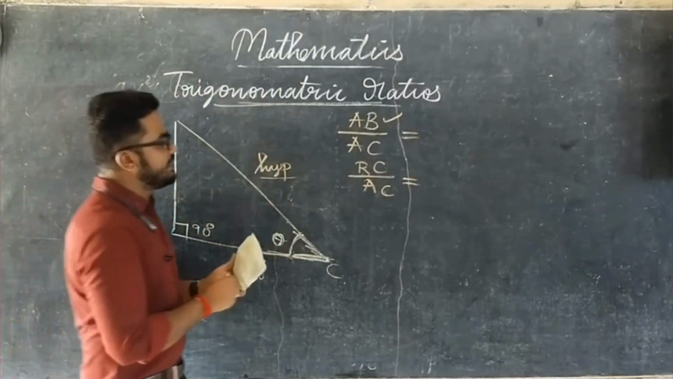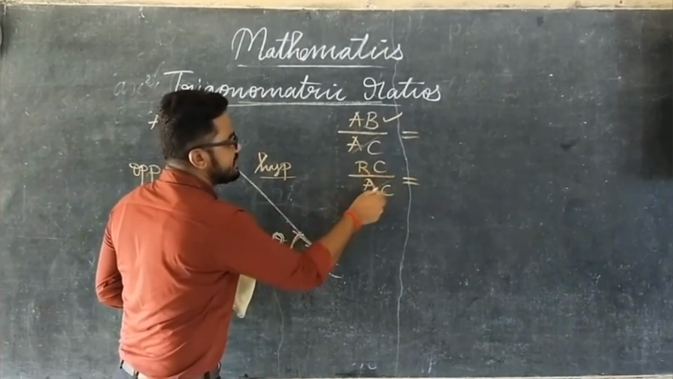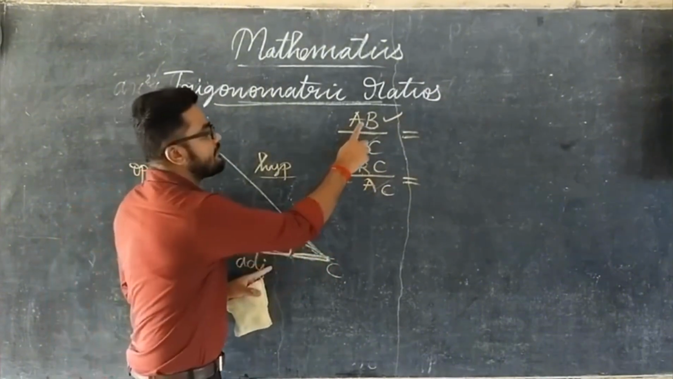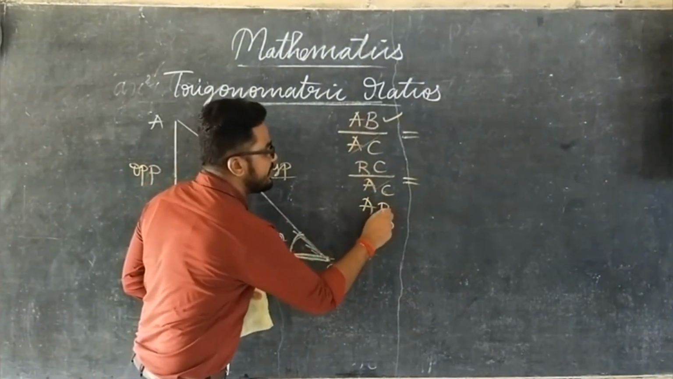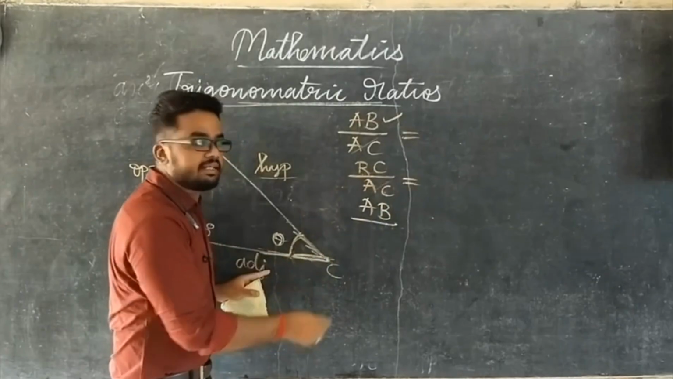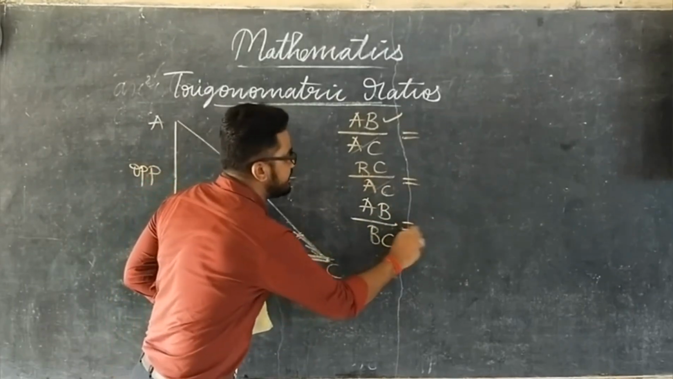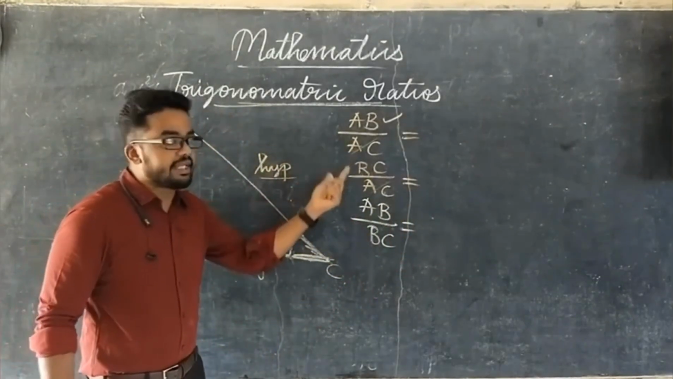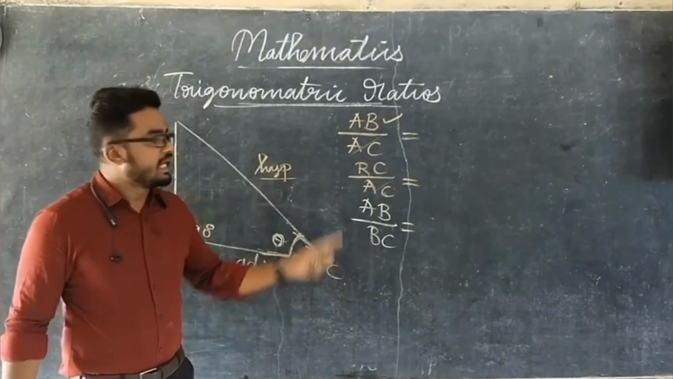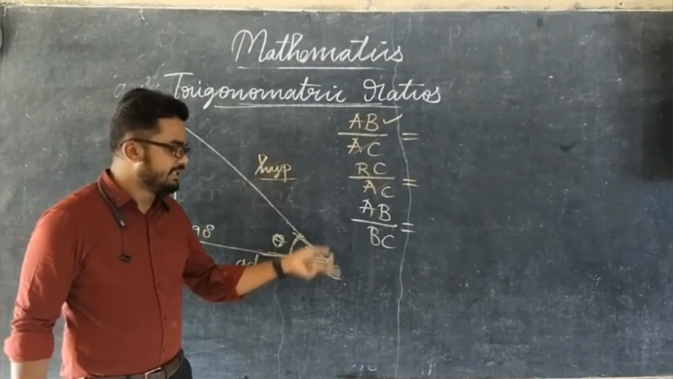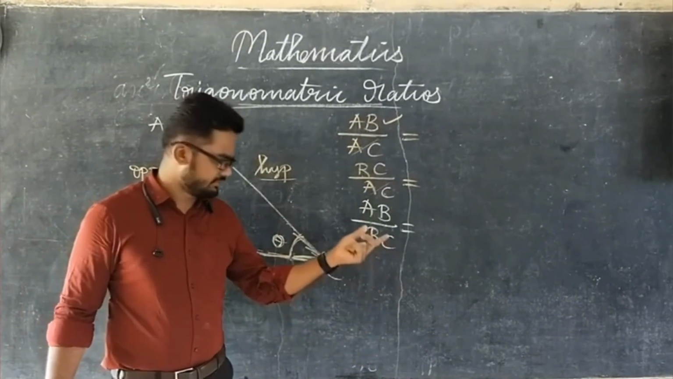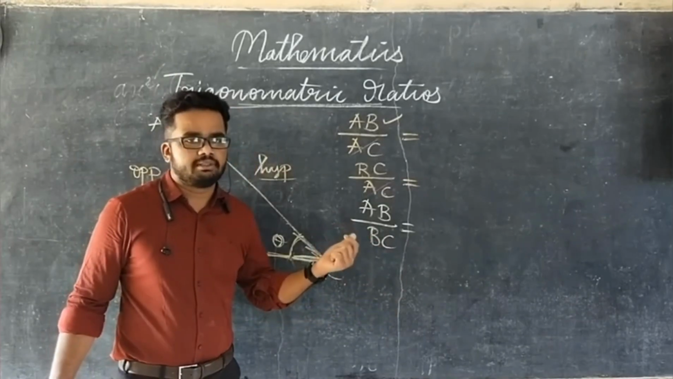Now, in our mind, we shall cancel AC. What is left out? AB is there here. In this, what is remaining? PC is there here. Are you understanding how to take the three ratios easily? If you know these three ratios, it is very easy to remember.